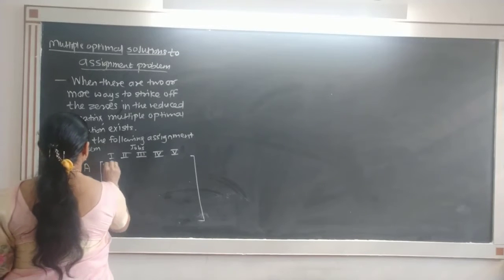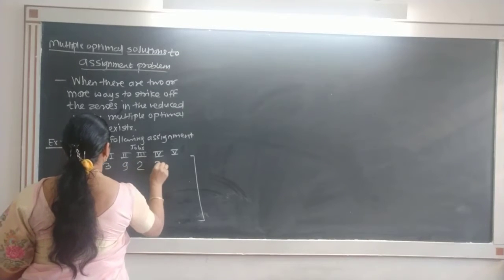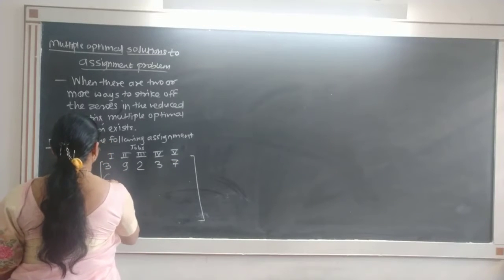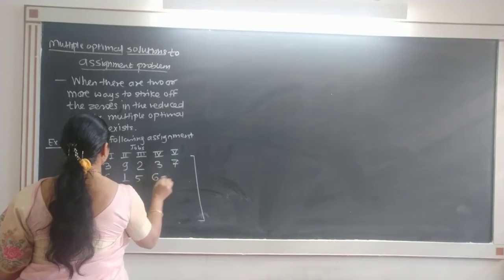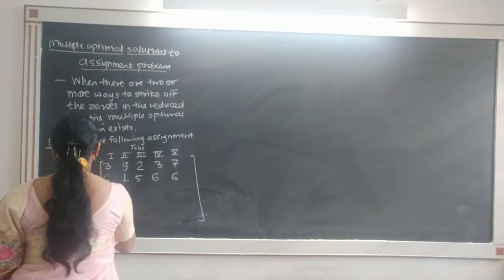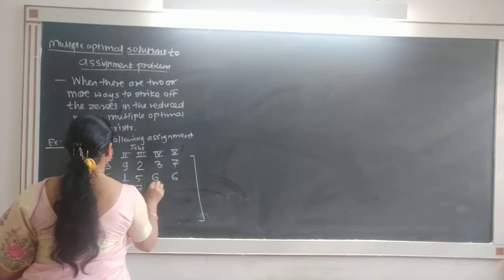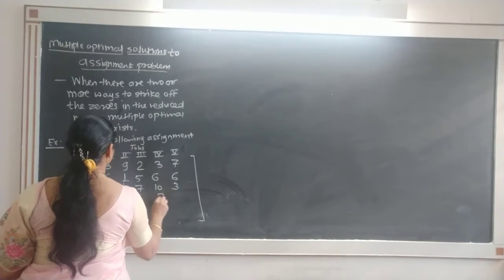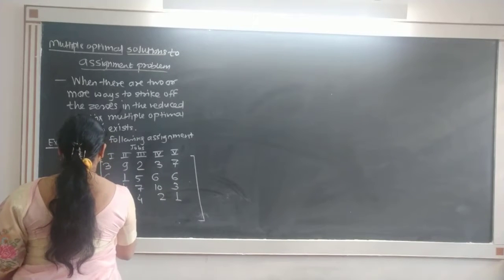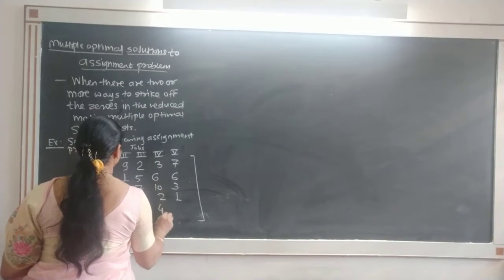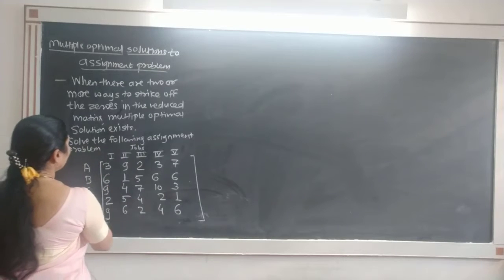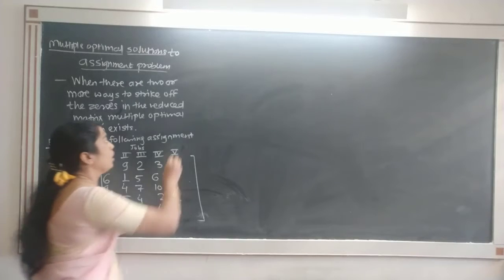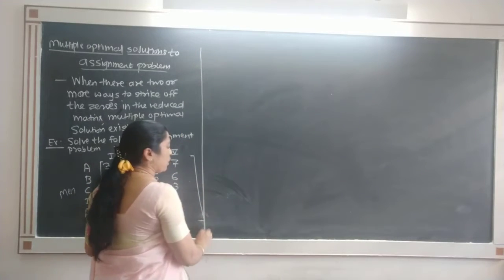The cost is given: 3, 9, 2, 3, 7, 6, 1, 5, 6, 6, 9, 4, 7, 10, 3, 2, 5, 4, 2, 1 and 9, 6, 2, 4, 6. So, we want to assign the men to the jobs. This is a minimization type of problem.